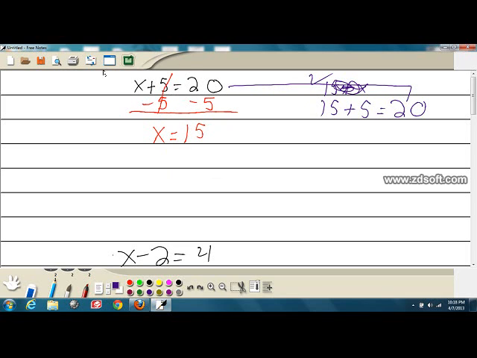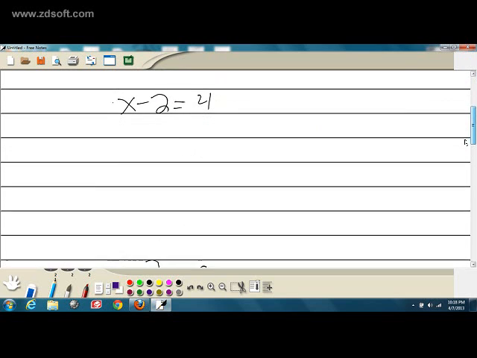So you always have to look at the x and see what's going on, what's happening to it. So you always have to do the opposite. So let's move on to the next one.